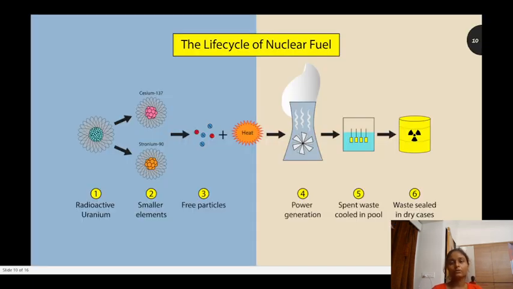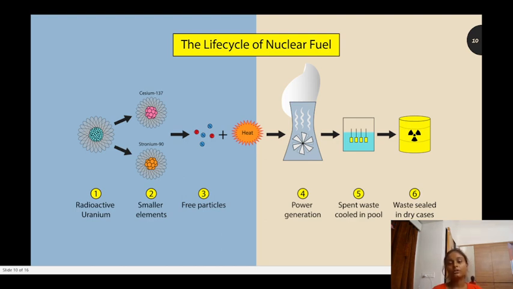So, the life cycle of nuclear fuel. In this diagram, I'll be explaining the life cycle. First we have the radioactive uranium atom, which is split into cesium-137 and strontium-90, which are lighter and contain a lesser number of protons. Then these constitute the free particles, neutrons and protons, which break down with the release of a huge amount of heat.